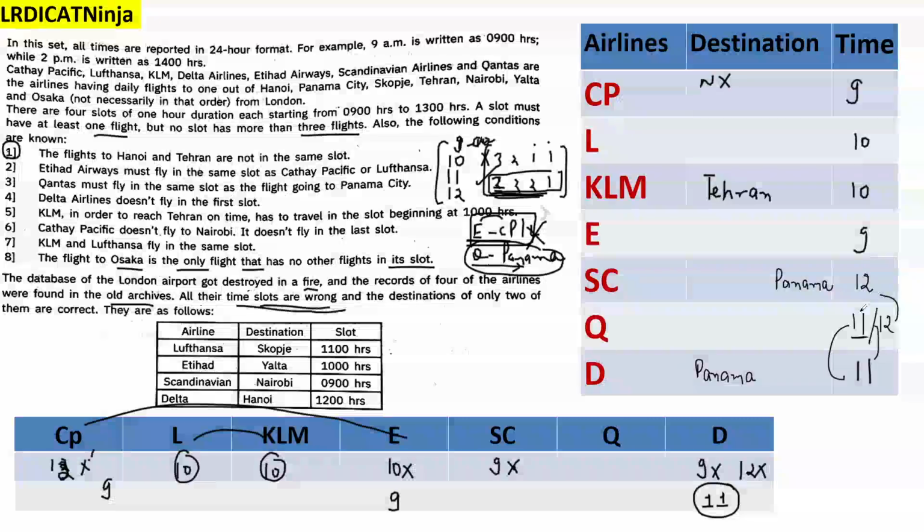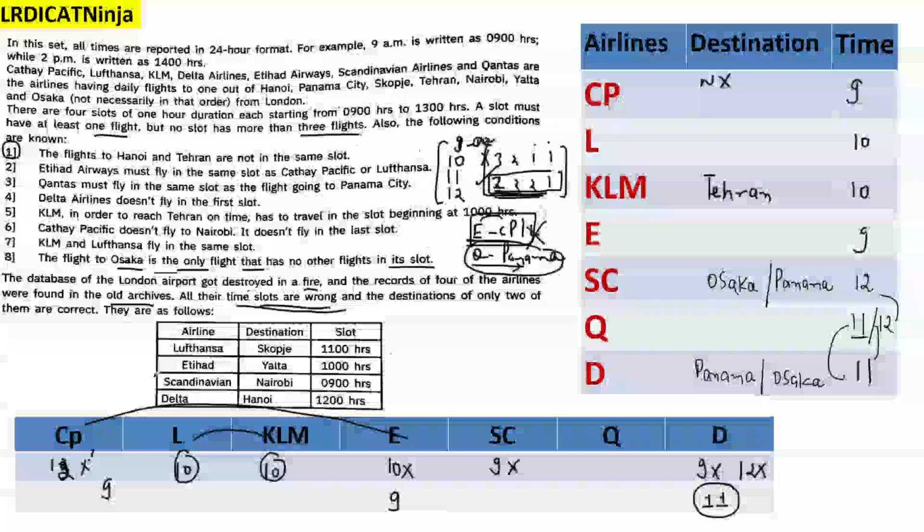इस केस में, अगर मैं 11 लेता हूँ तो 12 वाला स्लॉट अकेला होगा। इन दैट केस ओसाका वाला फ्लाइट 12 होगा, क्योंकि ओसाका वाला ही एक अकेला है। और अगर मैं 12 साथ में लेता हूँ तो 11 वाला स्लॉट अकेला होगा, तो ओसाका हो जाएगा डेल्टा वाला फ्लाइट। यानी कि हमें यहाँ से ये चीज़ पता चल गई कि स्कैंडिना का जो फ्लाइट है वो या तो ओसाका जा रहा है या पनामा जा रहा है.